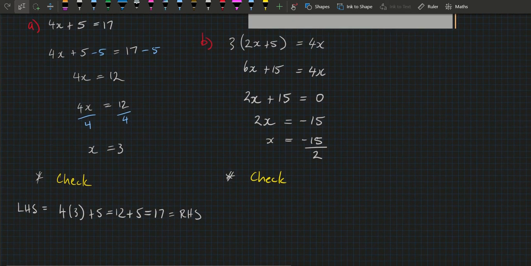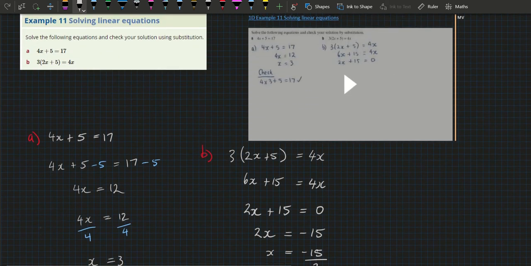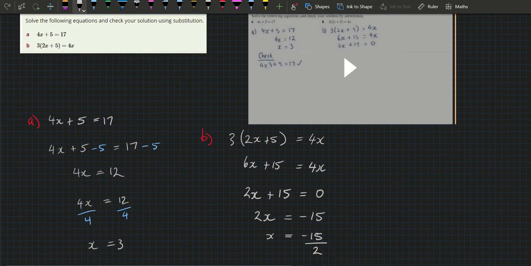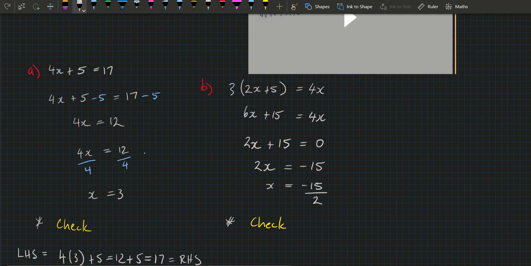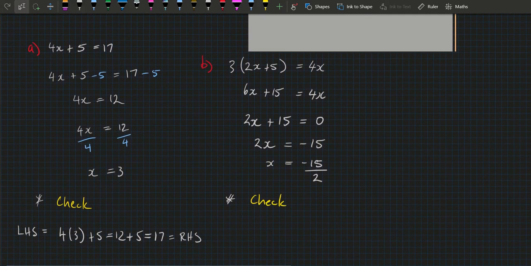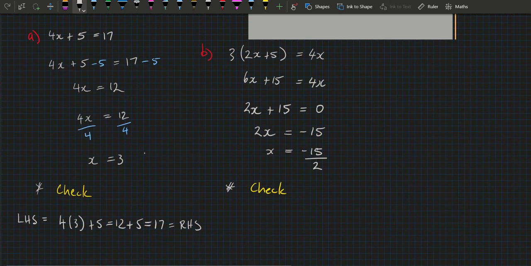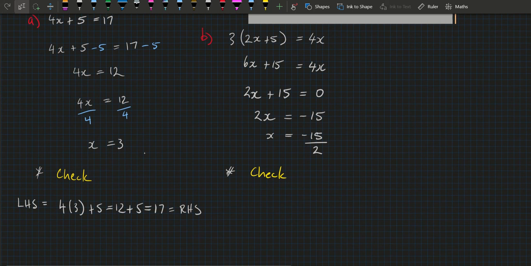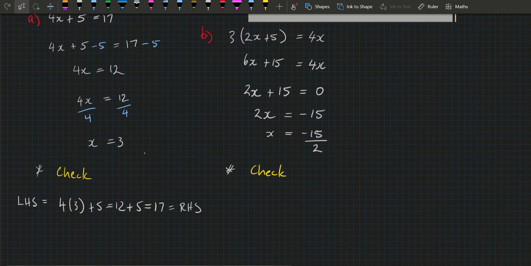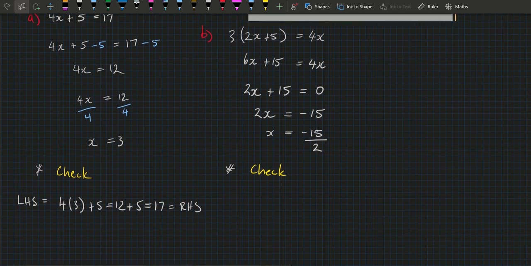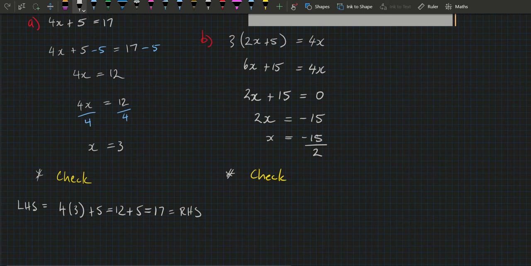Pretty happy with that. All right, so I had it written here in brackets, so I had to expand these brackets. And then I started doing my inverse operations. So I subtracted 4x from both sides, and then I subtracted 15 from both sides. And then I divided by 2. All right, so now I've got x is equal to minus 15 on 2.